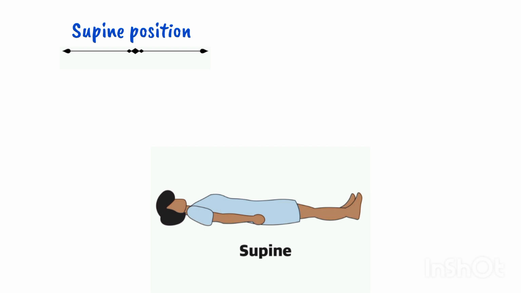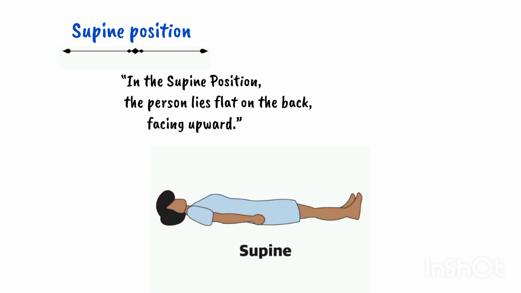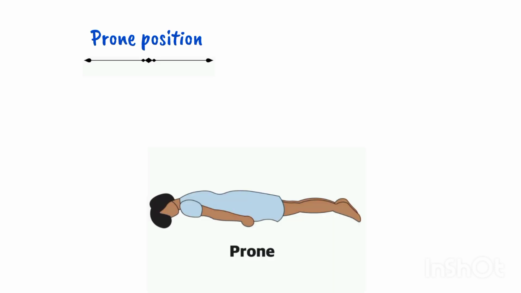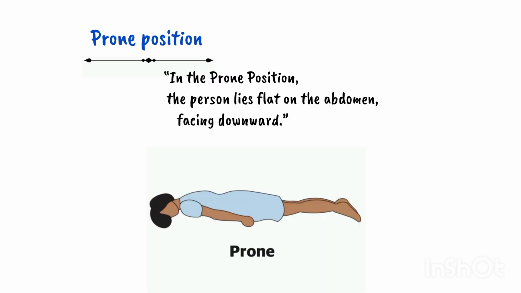Supine position. In the supine position, the person lies flat on the back, facing upward. Prone position. In the prone position, the person lies flat on the abdomen, facing downward.